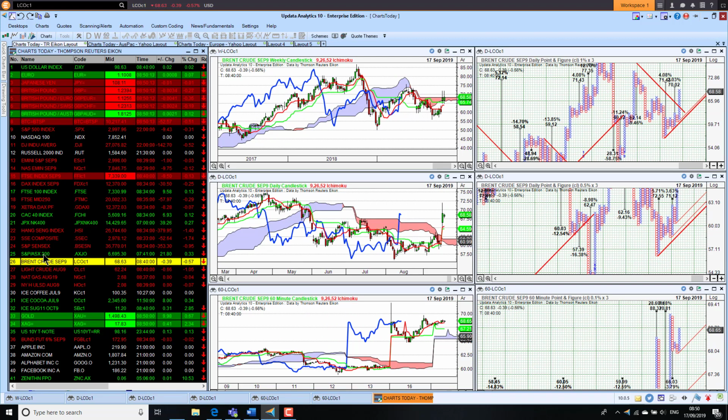Brent crude, of course, was the big story yesterday, up 13% on the attacks on the Saudi installations. We're seeing here that today it's just steady. It's down 0.5%. So it's what we do from here now. Will we go higher, confirming this thrust, or will we go lower?